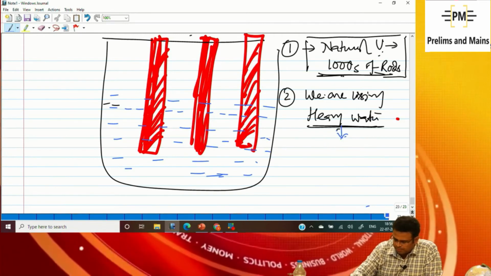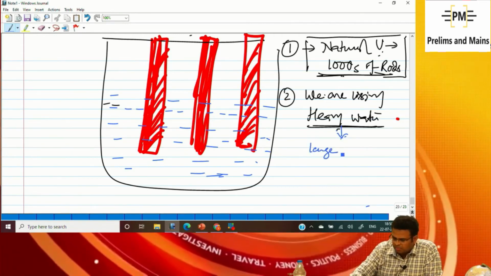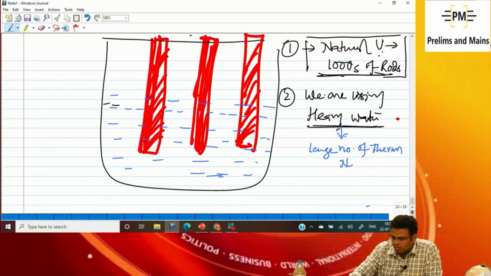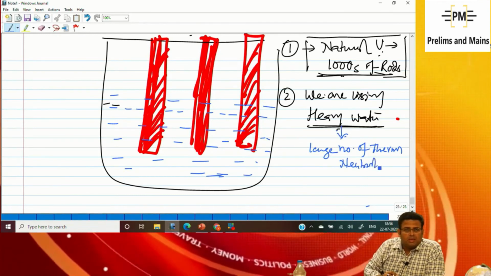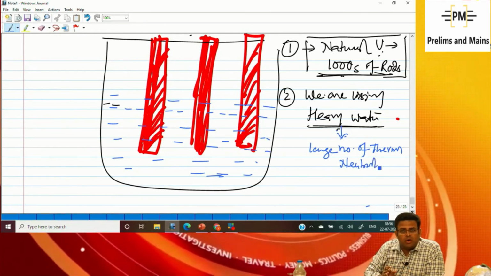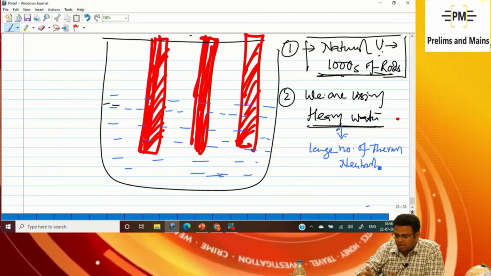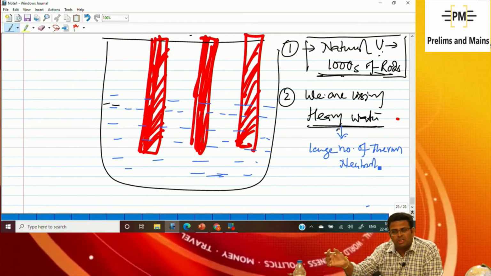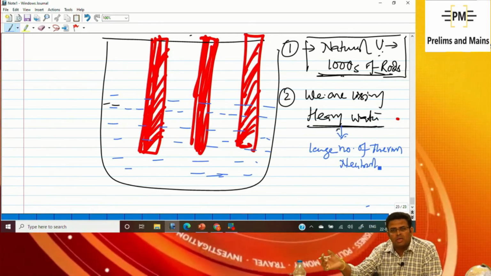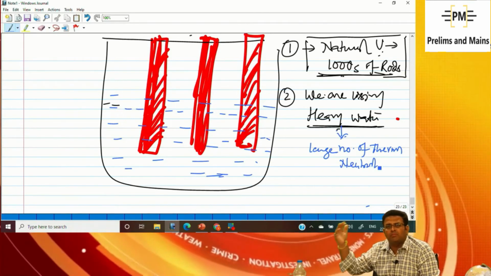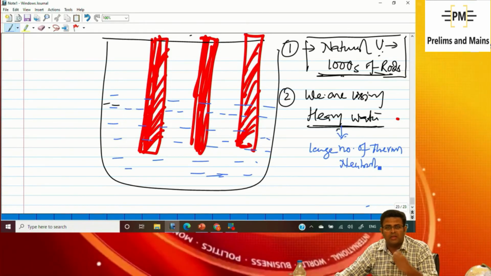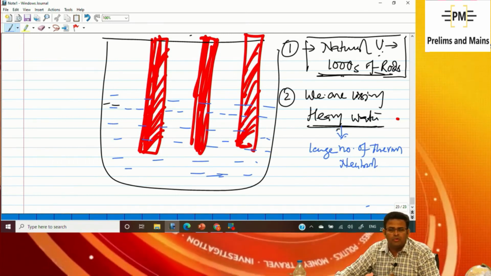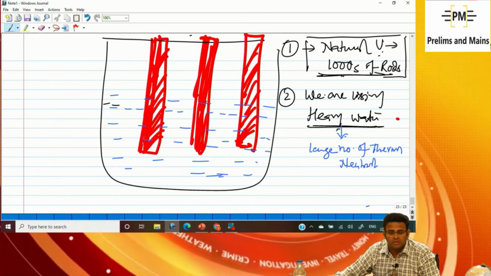Will make a large number of thermal neutrons, because in comparison to water, heavy water can make a large number of thermal neutrons, and if there is a large number of thermal neutrons, then a large number of uranium-235 atoms disintegrate. And if a large number of uranium-235 atoms disintegrate, then a large amount of energy will be produced, and then India's purpose is solved. Okay, with uranium-235, we are able to produce a good amount of energy.